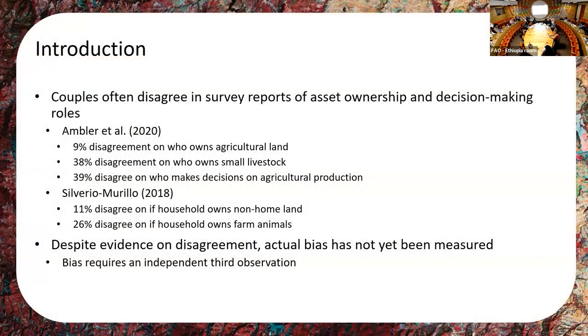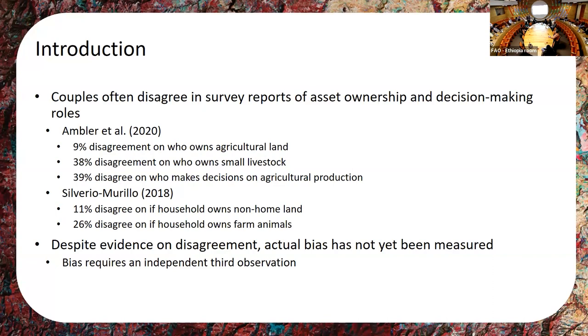So this work is founded in a long line of literature that talks about how couples respond to surveys. And this literature demonstrates that couples often disagree on both reports of asset ownership and decision-making. And actually, this discrepancy within couples is often quite large. So Ambler et al. look at this in Bangladesh, and they find that 9% of couples disagree on who owns agricultural land, 38% of couples disagree on who owns small livestock, and 39% disagree on who makes decisions on agricultural production.